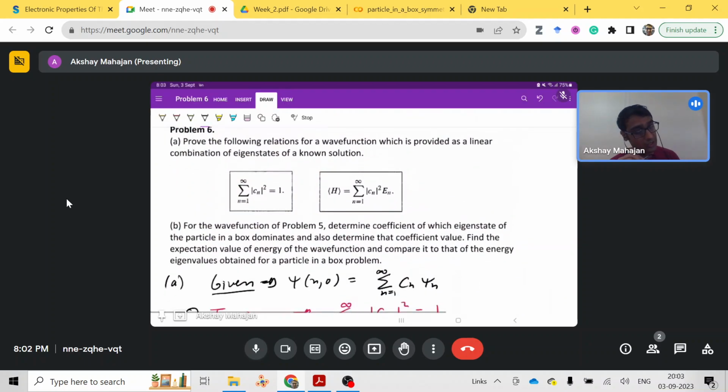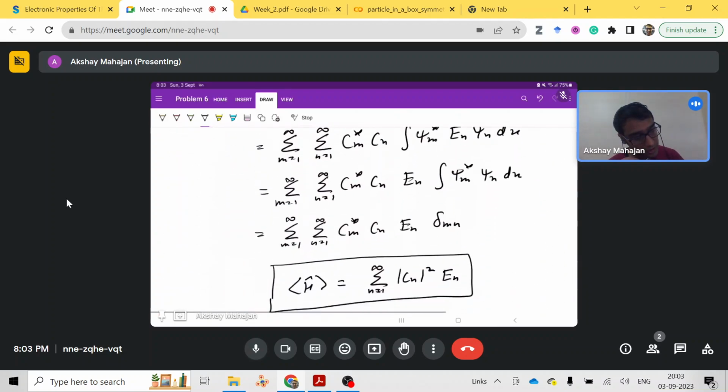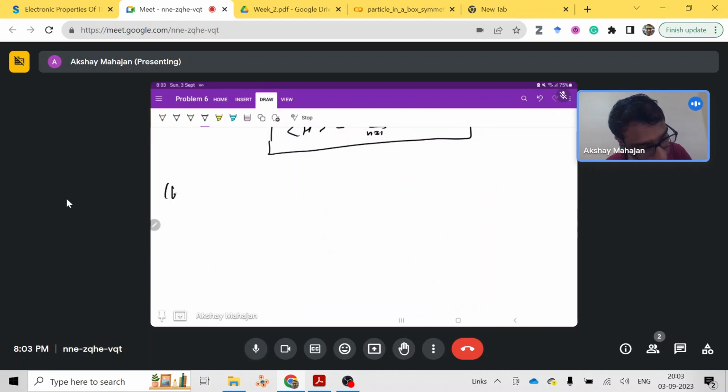So we have to find whichever of the Cn are the maximum for our wave function of problem number 5, and then we also have to find the expectation value of energy from this formula, using this wave function, and compare it to the energy eigenvalues obtained for the particle in a box problem. Alright, so let's go to part number B.